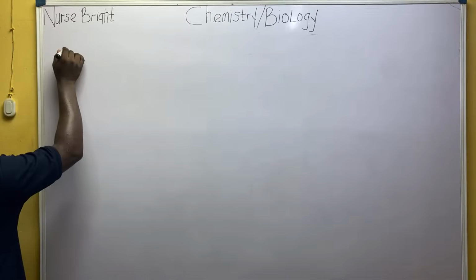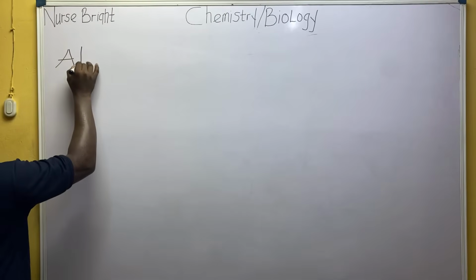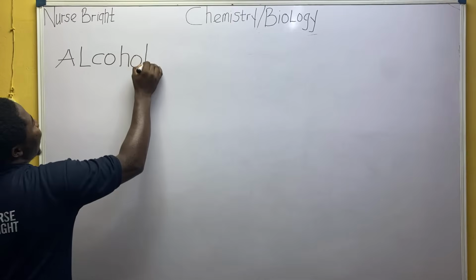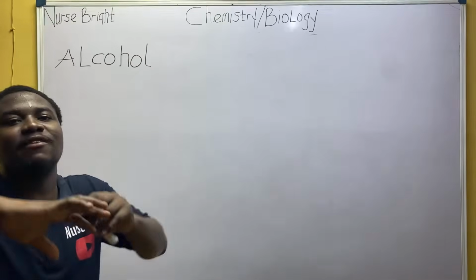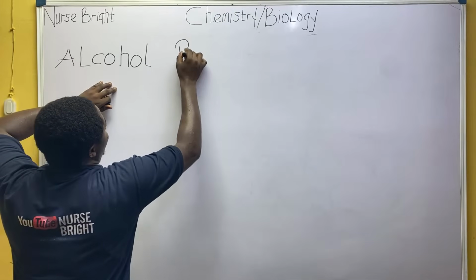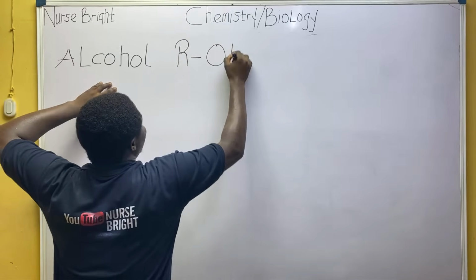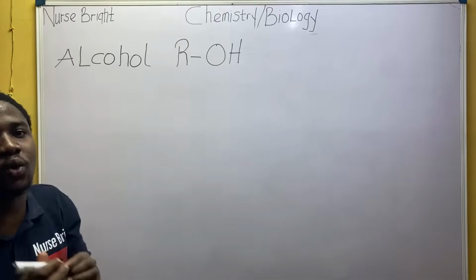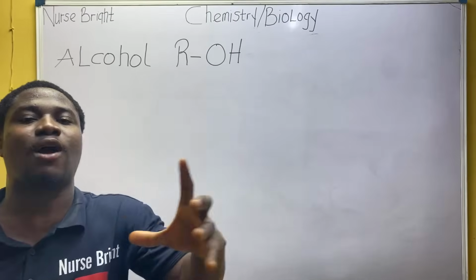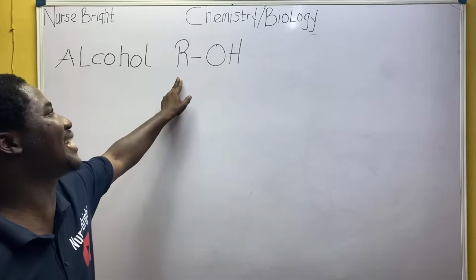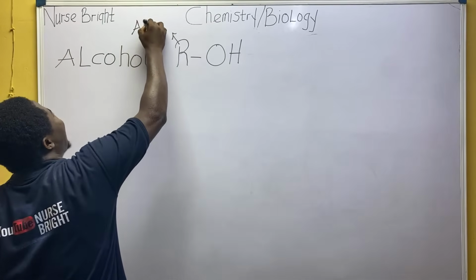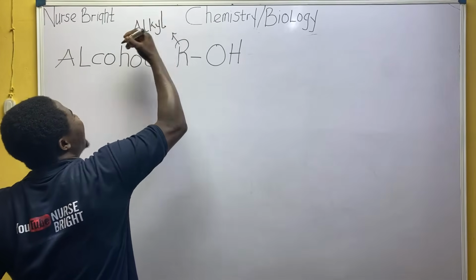Now we're going to start with the alcohols. Everybody take it easy. For the alcohols, what is their general formula representation? They are represented with R-OH. Class, listen very well. They can just ask you, which of the following represents the alcohol homologous series or the alcohol family in organic chemistry? It is R-OH. This R here signifies what they call the alkyl group.